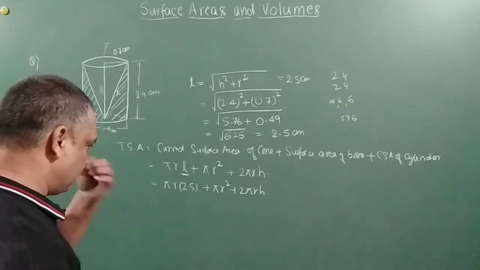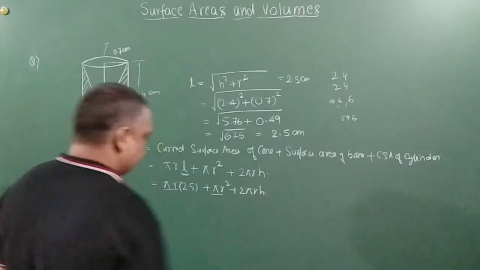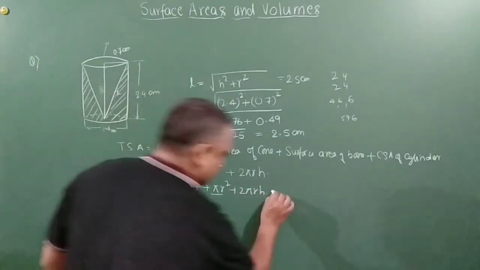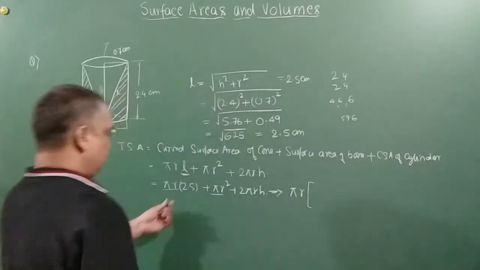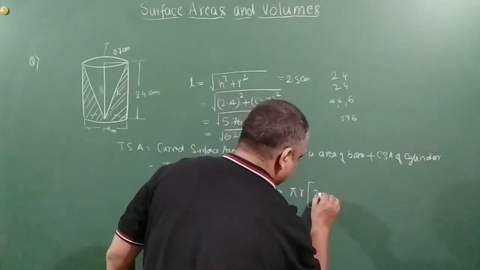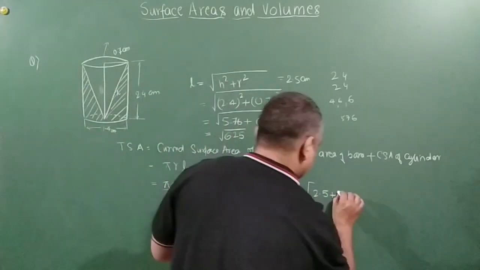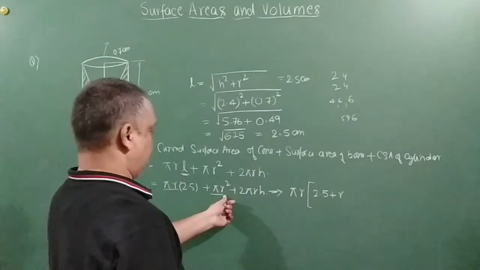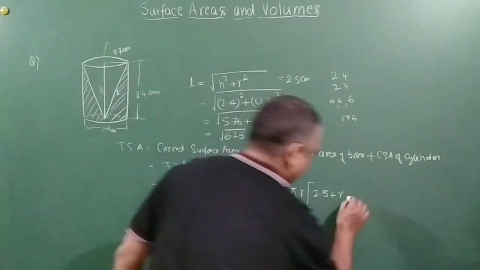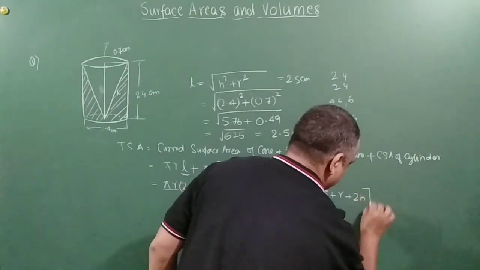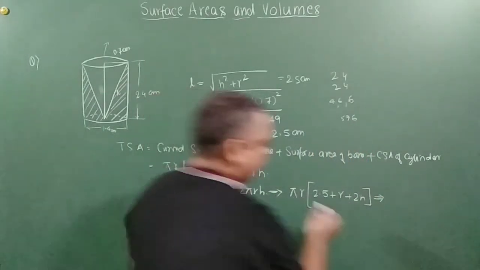Now what all can we actually remove here, friends? I can remove pi and r, both the things, correct? So let's do that. I'll take pi r common, so this becomes 2.5 plus here one r will be left, right? And here what will be left? Pi and r I have taken, so 2h will be left. 2 into height will be left, right?